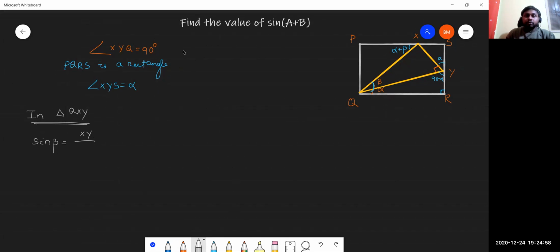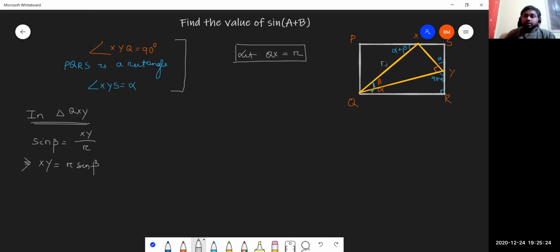One more thing we can mention here: let QX be equal to r. Let the length of this QX be r. So here I can write sine beta is equal to XY over r. By doing cross multiplication, I can write XY is equal to r sine beta.